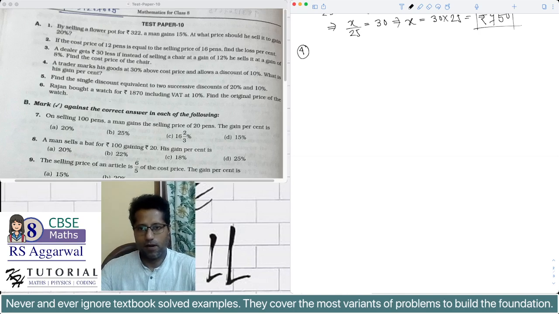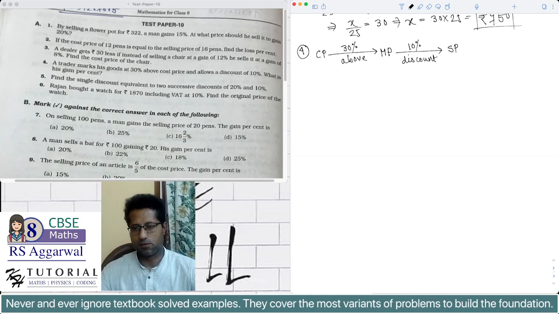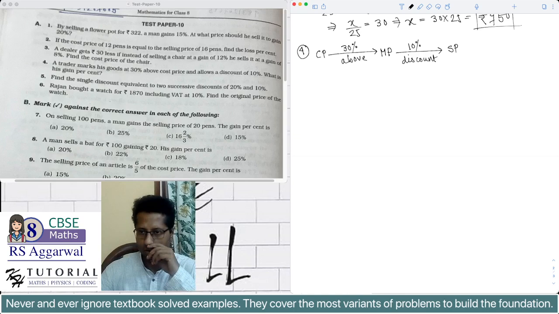Okay, so we have the cost price. From the cost price, usually the mark price is more. So in this problem, it is given a trader marks his goods at 30% above the cost price, and on the mark price a discount is given. Discount is always given on mark price, so a discount of 10%, and we have the final selling price, and it is asking what is his gain percent. So gain or loss is always based on the selling price and the cost price.